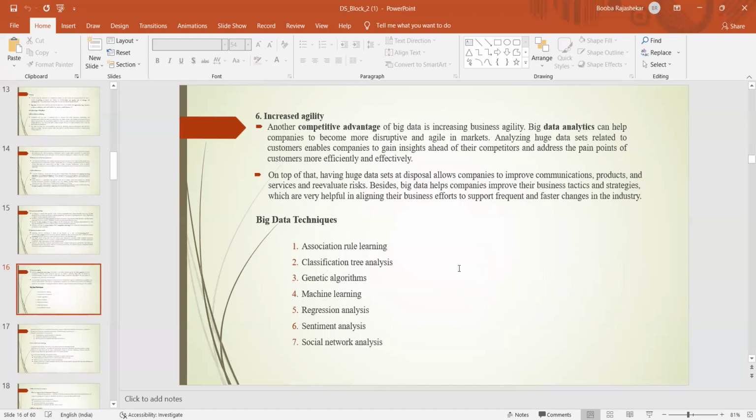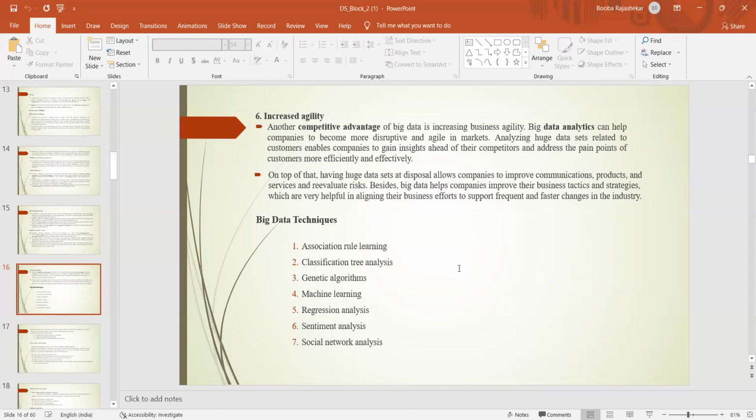Another one, increased agility. Another competitive advantage of big data is increasing business agility. Big data analytics can help companies become more disruptive and agile in markets. Analyzing huge data sets related to customers enables companies to gain insights ahead of their competitors and address the pain points of customers more efficiently.